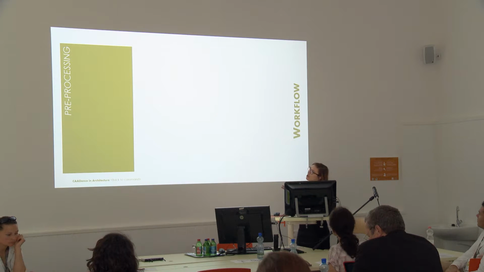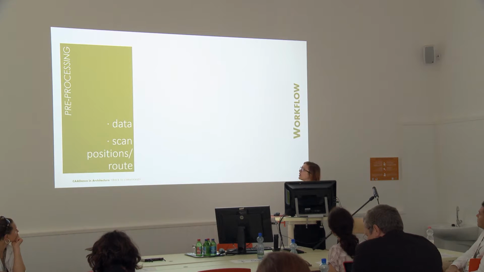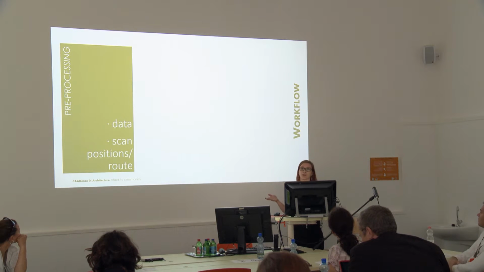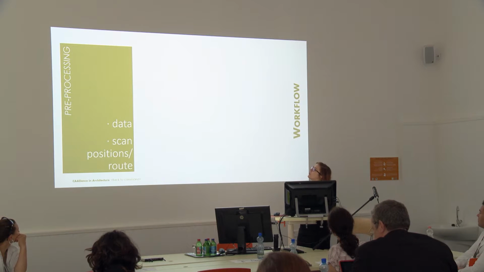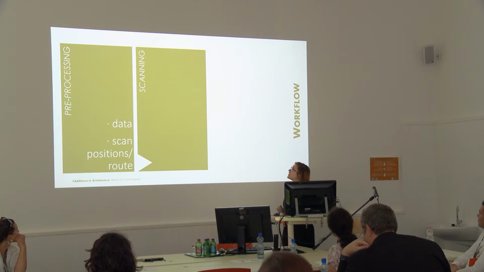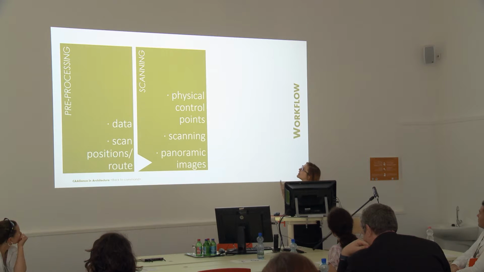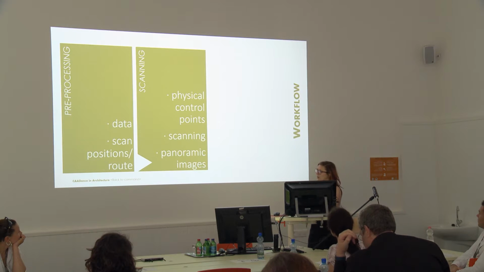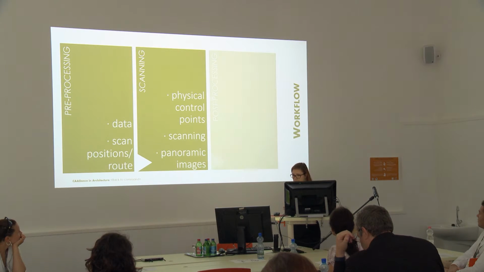The first one is the pre-processing. During this, we collect every piece of data that is available. We plan the scan positions and the route before the scanning. The second phase is the survey itself. We place physical control points to support the scanning. We then do the scanning, and if it is required, we also take panoramic images in the scan positions.